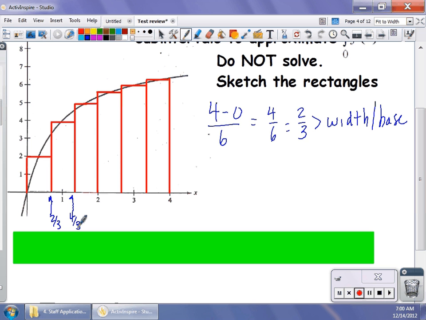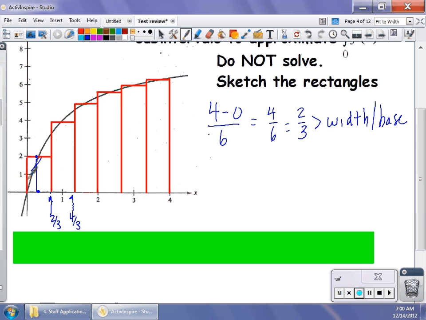Then once you determine where your rectangle is going to stop, you go to the midpoint. So this would be the middle. You go directly up to the curve. You put a dot, and you travel to the right and left, and that's how you form your rectangle. So we have our 6 rectangles in there.